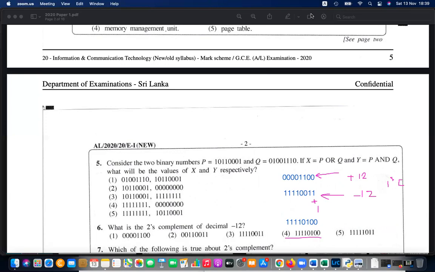So what about your answer? You have given number 4 for this. Yes, correct. Is there any doubt? If there are any doubts, you can ask. 2's complement is generated by adding 1 to the 1's complement. 1's complement is generated by reversing the bits.